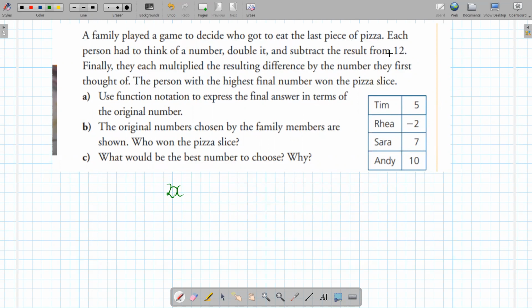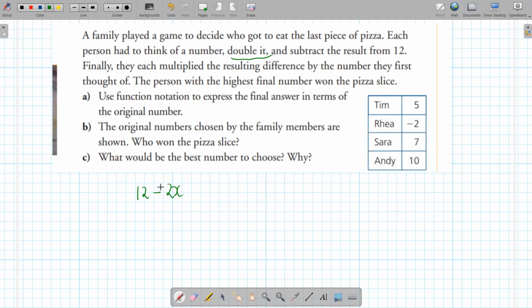So what do we do for this one? We subtract, this is the result so far. We would subtract that from 12. Again, we had a number, we doubled it, and this is our result so far, and we're just going to subtract this from 12. Are you good at this?